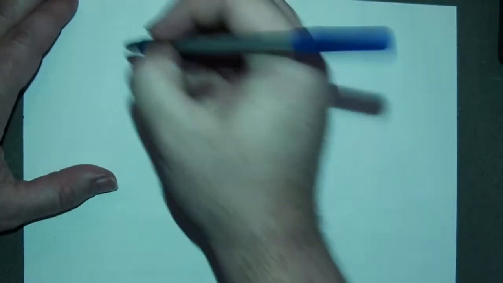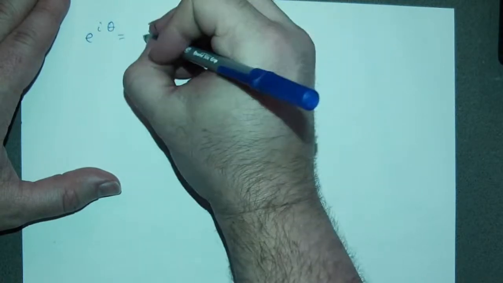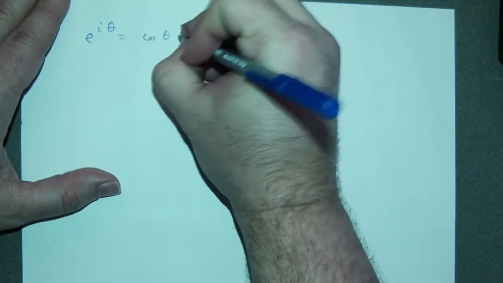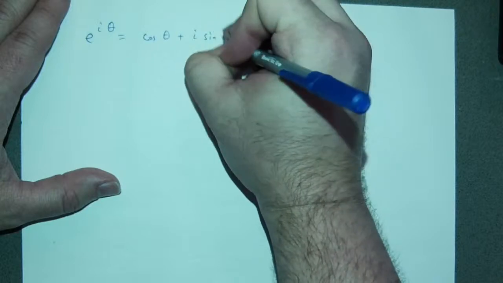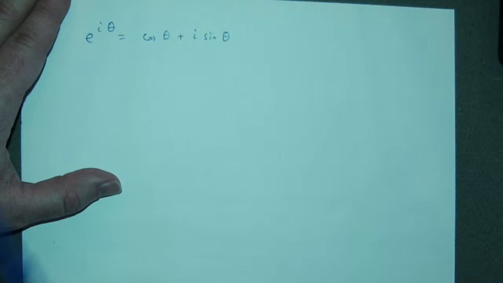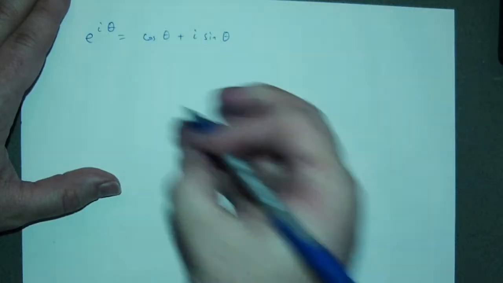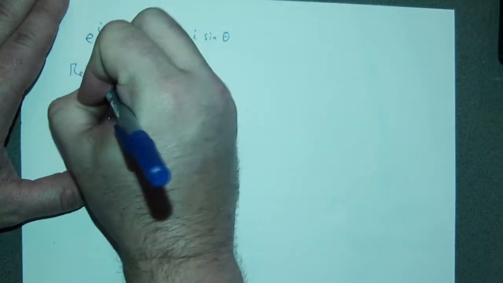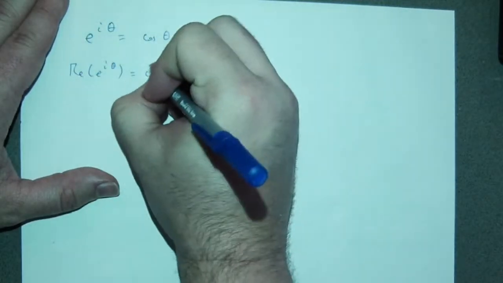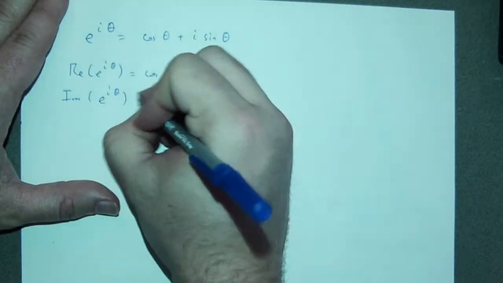So, what is e to the i theta? e to the i theta is cosine of theta plus i sine of theta. So e to the i theta is the complex number that is in Cartesian form that has cosine theta as its real part and sine theta as its imaginary part. So another way of writing that is the real part of e to the i theta is cosine theta, and the imaginary part of e to the i theta is sine theta.